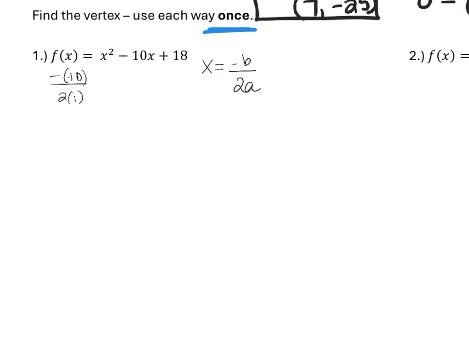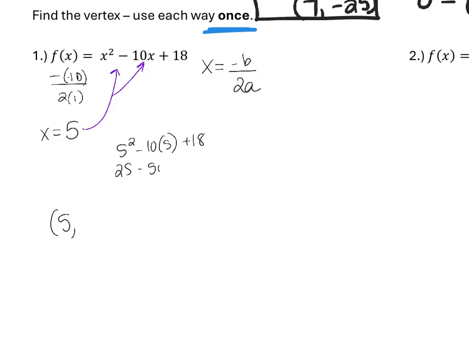Okay, so x equals, this becomes positive 10 over 2, x equals 5. So the x coordinate of my vertex is 5. To find the y coordinate, I will plug 5 back in. So I get 5 squared minus 10 times 5 plus 18. So negative 25 plus 18. The y coordinate of my vertex is negative 7.